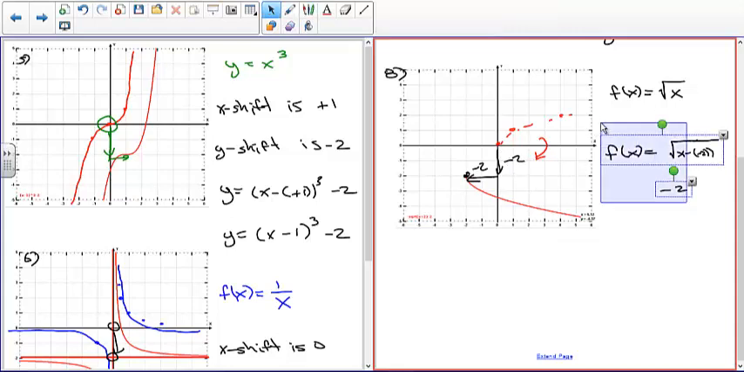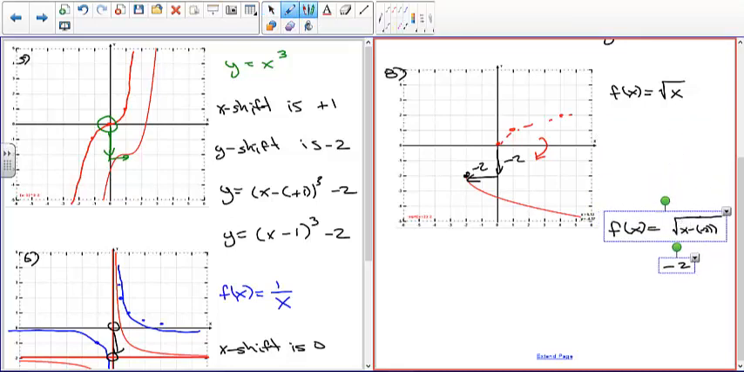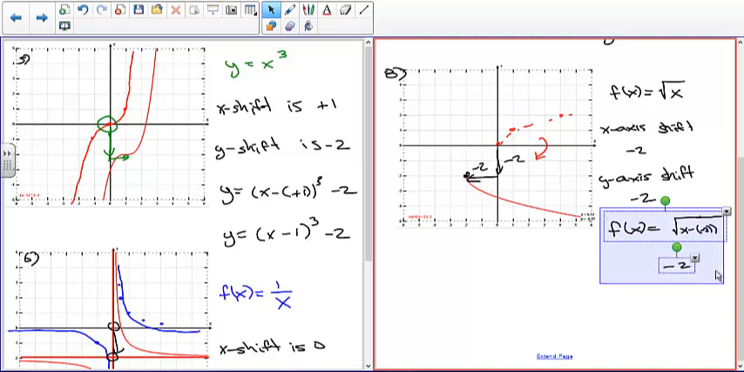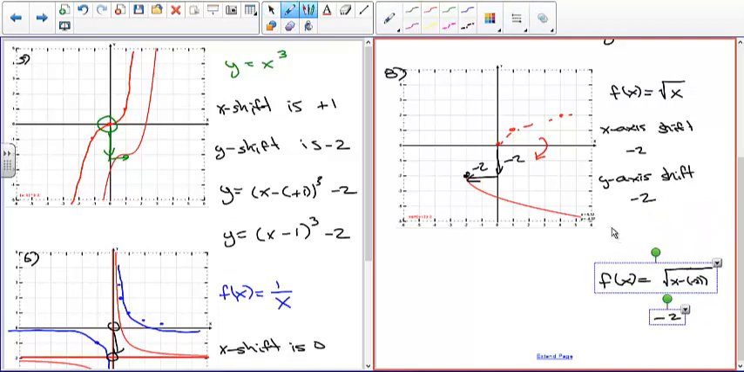So again, I should write out what they are before I start reflecting them. Just in terms of words, we have an x-axis shift of negative 2, a y-axis shift of negative 2, and we have another x-axis reflection, which means we put a negative sign out in front of that. So if you take a negative times a negative and clean that up inside, you get negative the square root of x plus 2, minus 2.